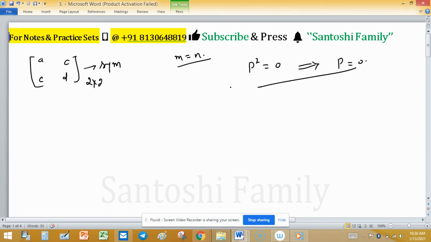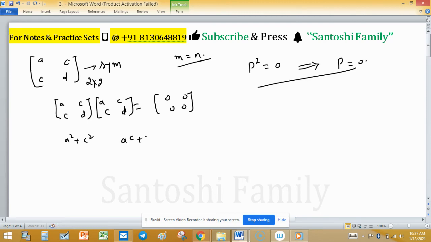This is our hypothesis. P square is equal to 0. It means (a c, c d) times (a c, c d) is equal to 0 0 0 0. It means the product has entries a square plus c square, ac plus cd, ac plus cd, and c square plus d square, equal to the 0 matrix of order 2.